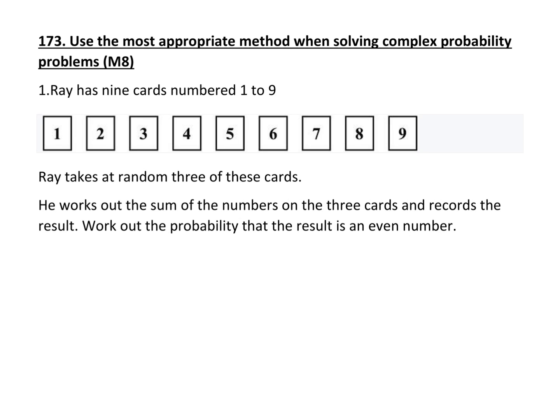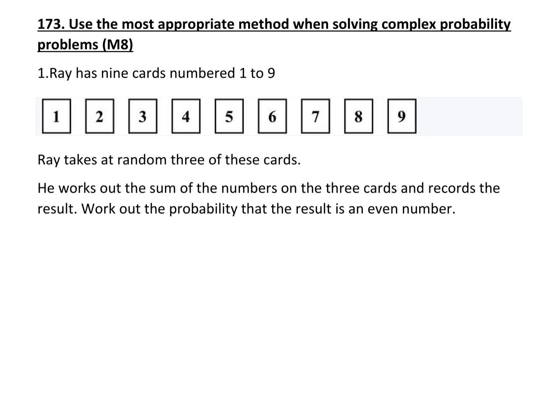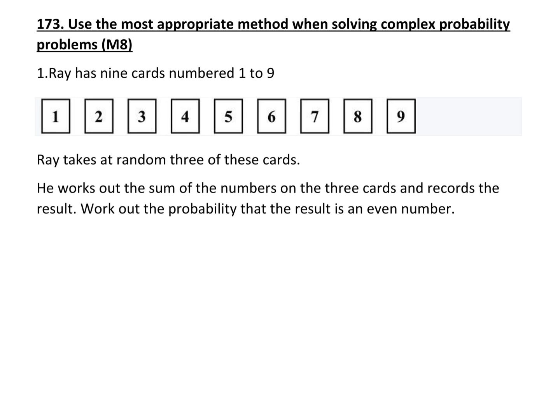So in question 1, Ray has 9 cards numbered 1 to 9. Ray takes at random 3 of these cards. He works out the sum of the numbers on the 3 cards and records the result. Work out the probability that the result is an even number. So he's going to get 3 cards, the first card, and then he's going to add the second card, and then he's going to add the third card. So the result has to be even.